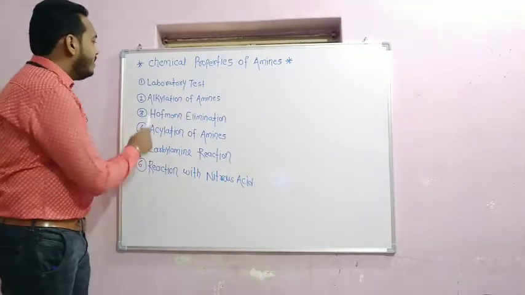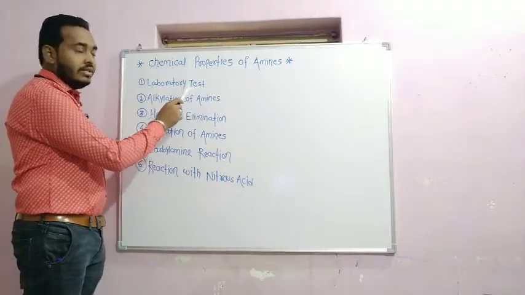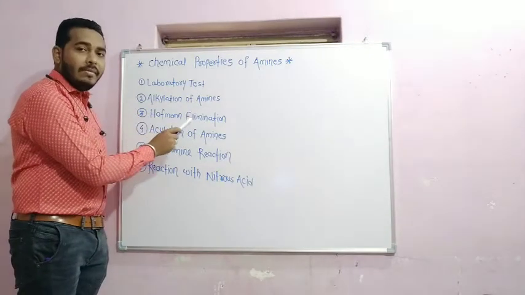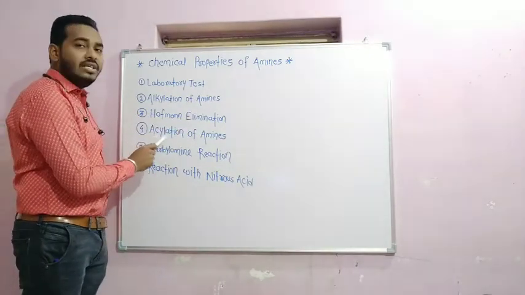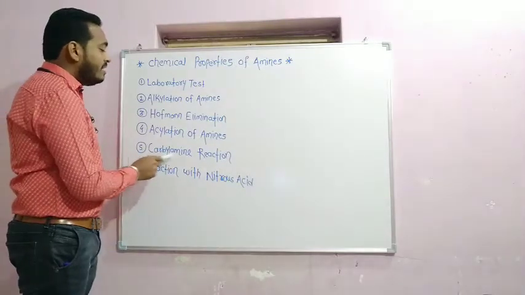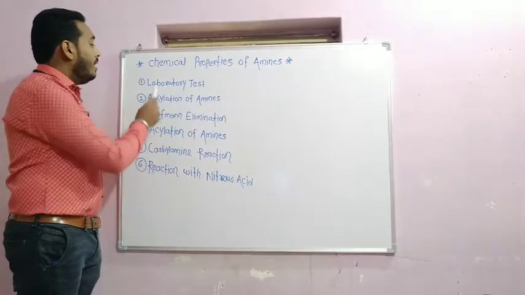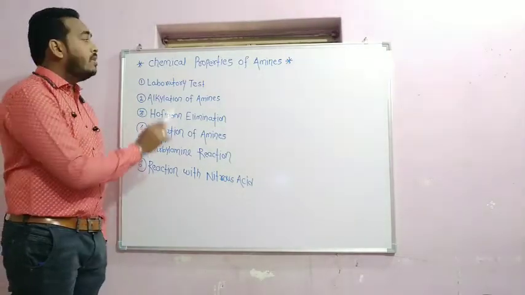The first property is the laboratory test. Then the second is the alkylation of amine. Then the third one is the Hofmann elimination. The fourth one is the acylation of amines, then carbylamine reaction, and the last one is the reaction with nitrous acid. The name indicates the meaning of the chemical property.